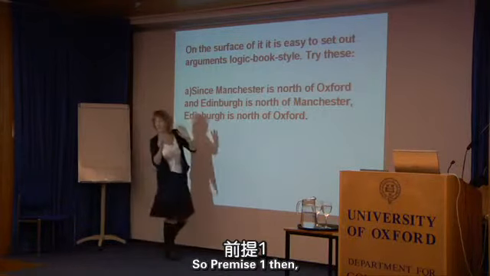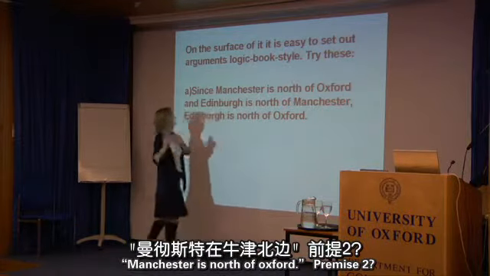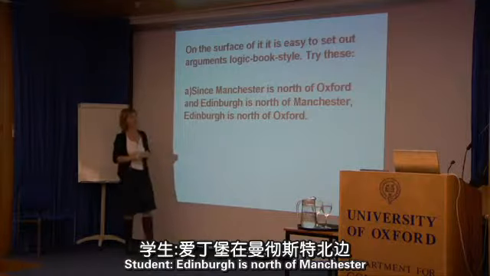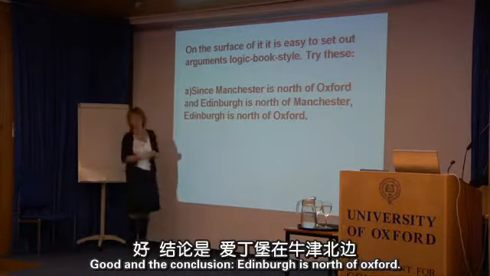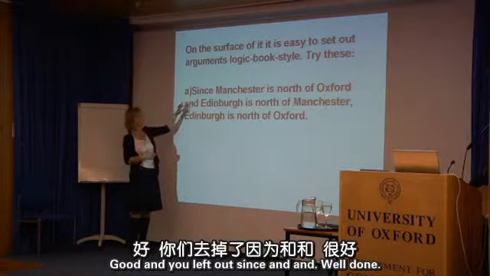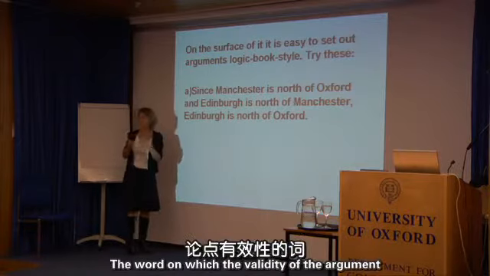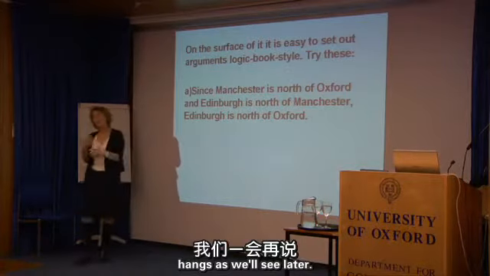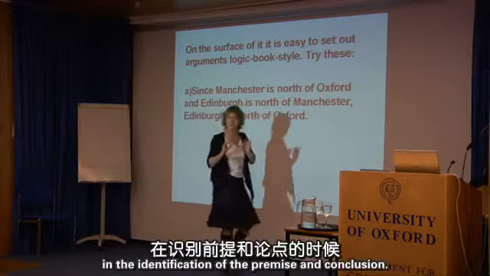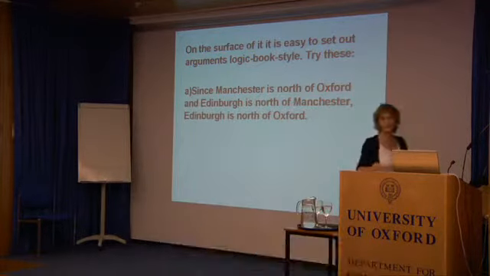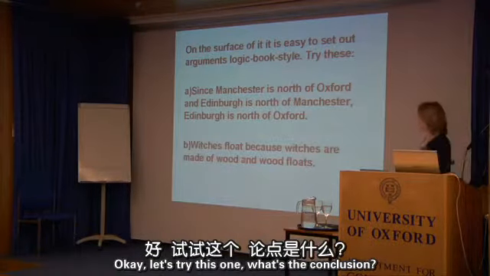Okay, premise 1 then. So you're writing down premise 1. Manchester is north of Oxford. Premise 2? Edinburgh is north of Manchester. Good, and the conclusion, Edinburgh is north of Oxford. And you left out since and. Well done. Those two are the logical words. They're the words on which the validity of the argument hangs, as we'll see later. But we leave them out of the identification of the premise and the conclusion. Okay, let's try this one. What's the conclusion?